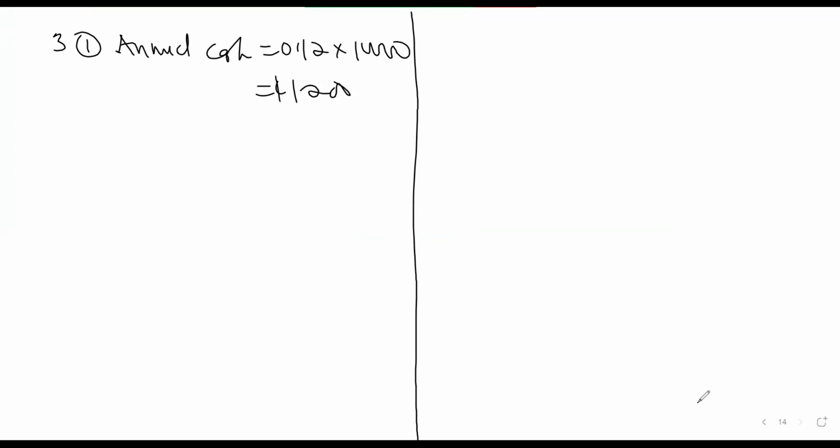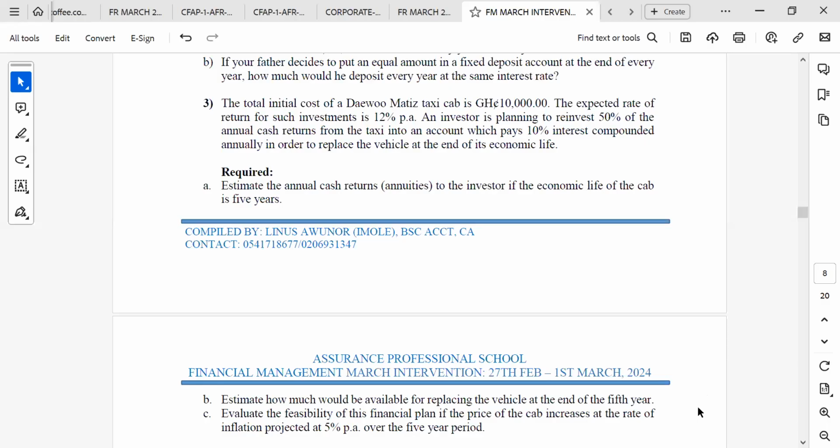Okay. Let's now come to the 2. What are they saying? Estimate how much would be available for replacing the vehicle at the end of the 5th year. So how much are we investing? You see that we are receiving 1,200, so we are investing 50%. Okay, the 50% will give us how much?